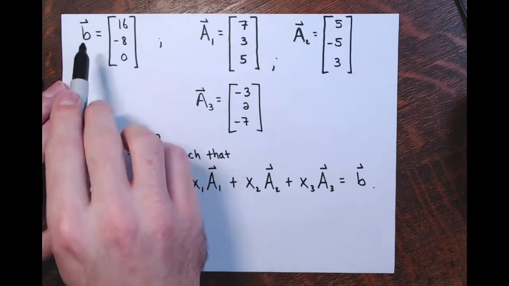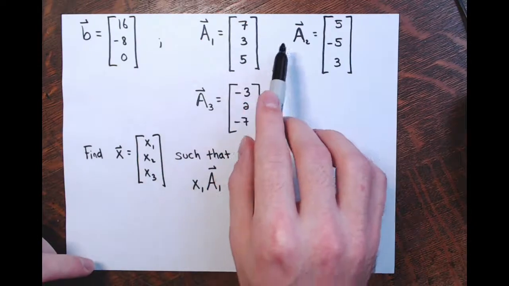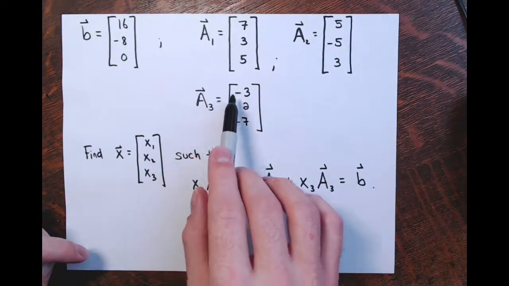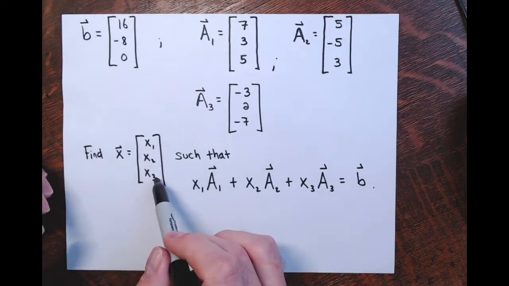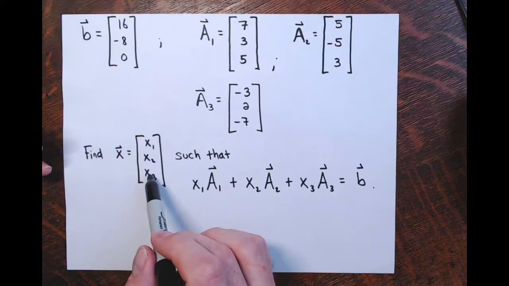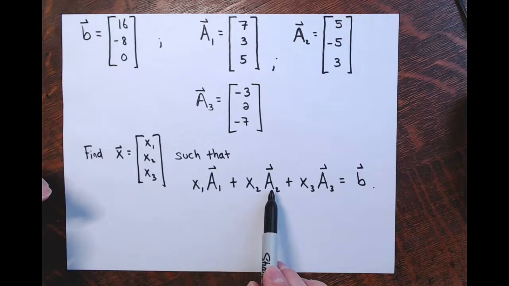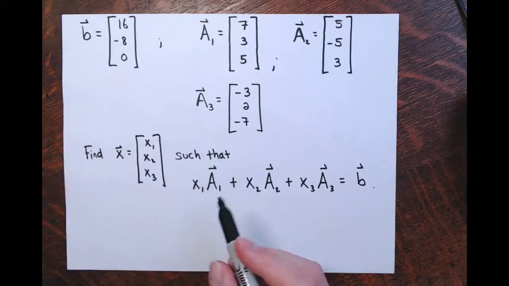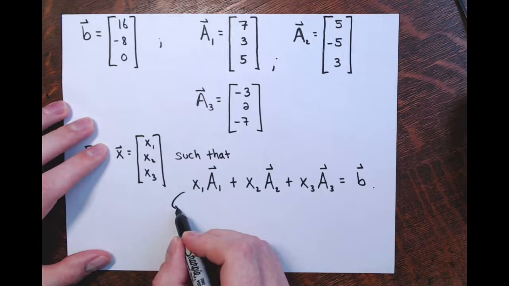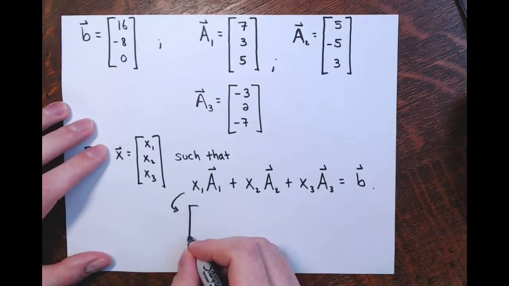So again, we have this vector b, 16, negative 8, 0. a1 is 7, 3, 5. a2 is 5, negative 5, 3. And a3 is negative 3, 2, negative 7. We're trying to find these weights, these values of x1, x2, and x3, such that x1 a1 plus x2 a2 plus x3 a3, this linear combination, is equal to vector b. Remember, I'm not going to do all the writing that I did in the previous examples. And this leads me to a system that I can express as an augmented matrix.